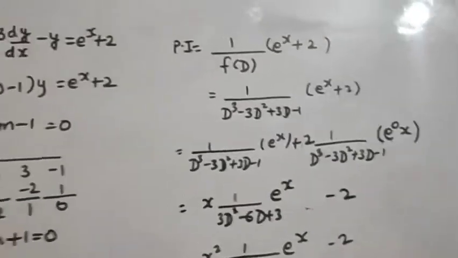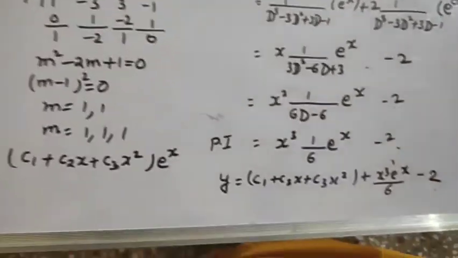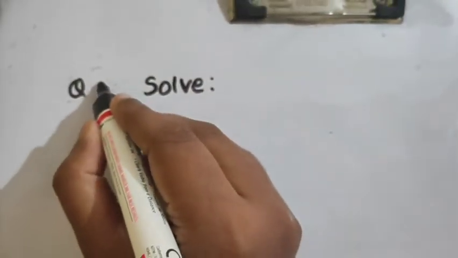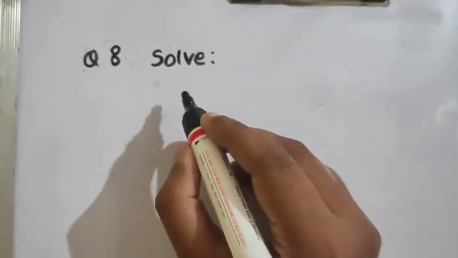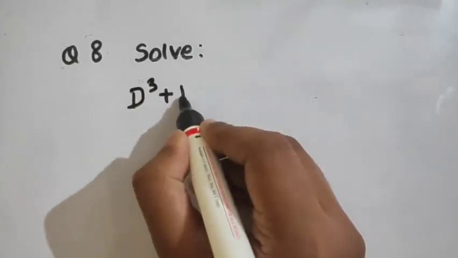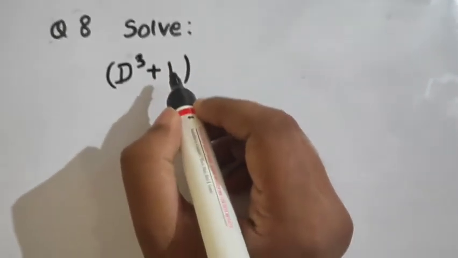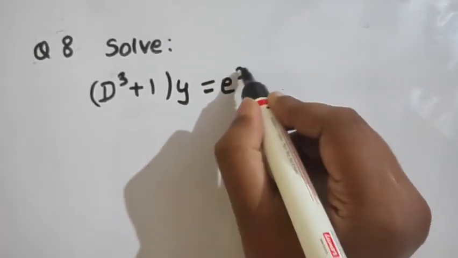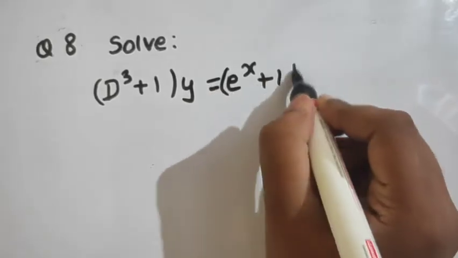I hope you understood this question. Let's move ahead with the next one. So we are at question number 8 now. The question is D cube plus 1 times y equals e power x plus 1 the whole square.